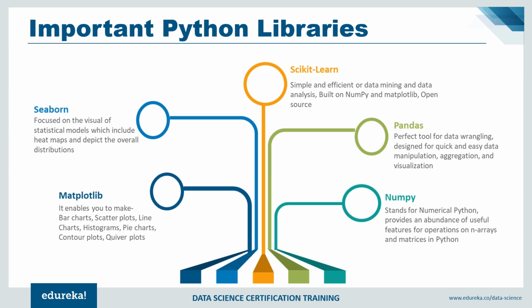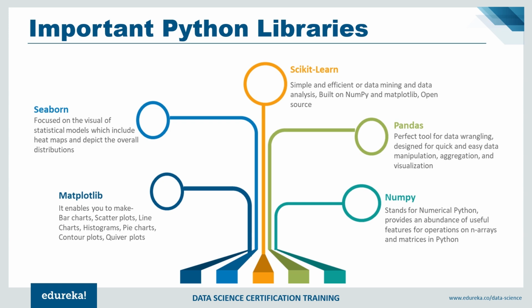First of all, I'll talk about matplotlib. Matplotlib enables you to make bar charts, scatter plots, line charts, and histograms. Basically, it helps in the visualization aspect. As data analysts and machine learning engineers, one needs to represent data in a format that can be understood by non-technical people, such as people from marketing, sales, and other departments as well. Another important Python library is Seaborn, which is focused on the visuals of statistical models, which includes heat maps and depicting the overall distributions.